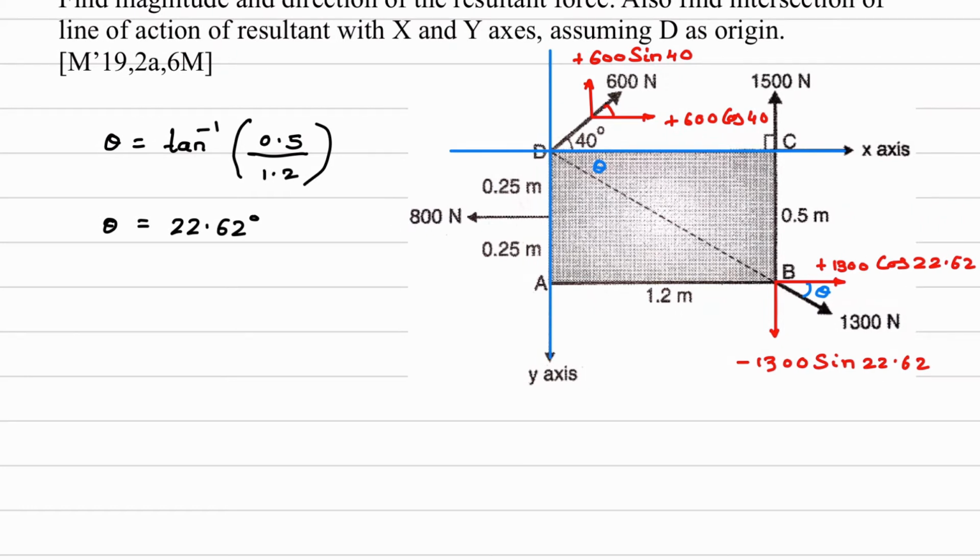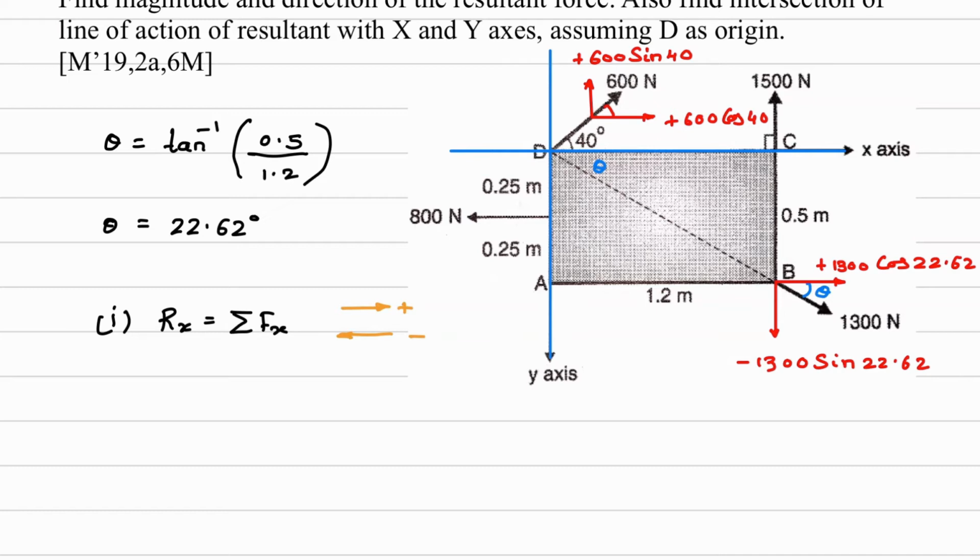Now we can solve the question. So first step we will write down Rx is equal to summation Fx. So you have to add all the forces in x direction. Now what is the sign convention we have to use? I'll just write it down over here. Right side will be positive and left side will be negative. Just for our reference I have written over here.